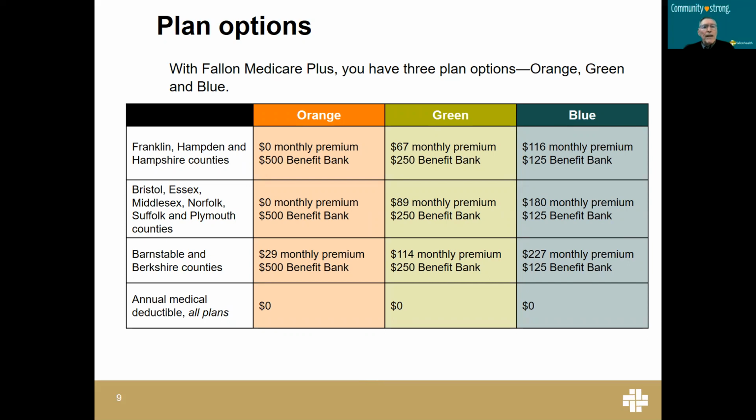Next is the blue plan. This is our higher cost plan, and you'll see in a moment how the benefits do vary between the different plans. The cost for the blue plan is $116, $180, or $227, depending on the county in which you live. And again, there is no annual medical deductible.